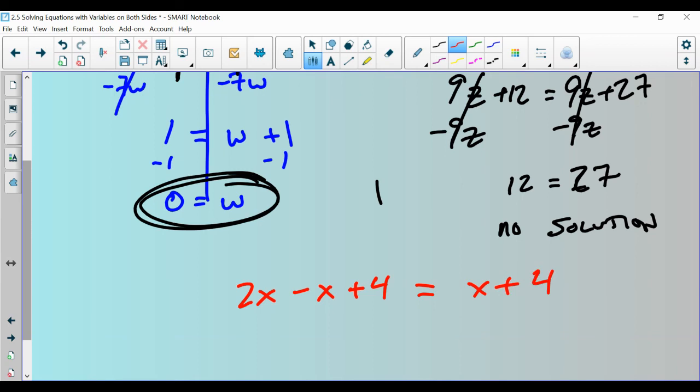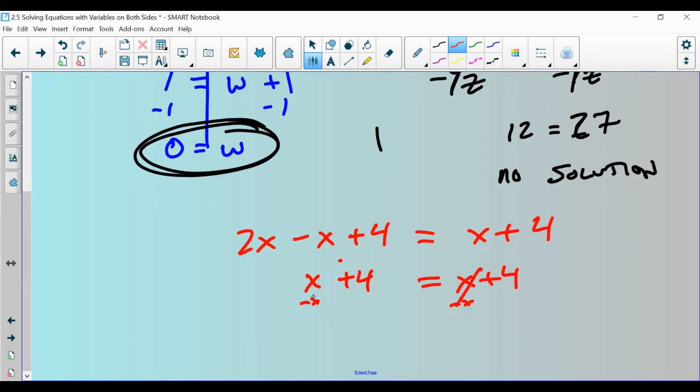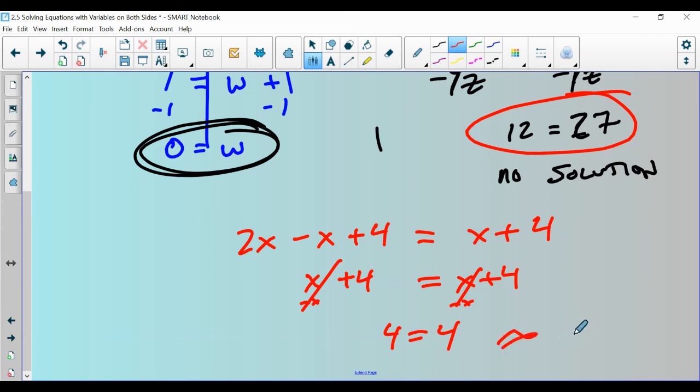You're going through and trying to simplify this. Well, we know 2x minus x. Your first step would be to simplify that. That's just 1x, or x. X plus 4 is equal to x plus 4. Well, Drew, I know you probably can identify it's infinite now, but our next step would be to bring the variable to the same side. So you'd subtract x here. If you subtract x there, you have to do it to the other side. You end up with 4 is equal to 4. That's like this, except a true statement. That tells you it has infinite solutions.